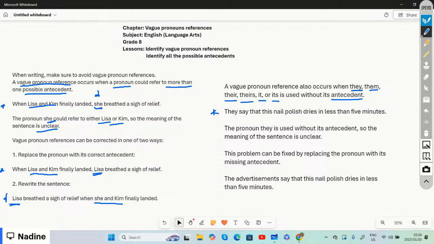It is basically unclear because now the question is, who says that nail polish dries in less than 5 minutes? Is it the manufacturing companies? Is it the retail stores? Is it somebody else? Is it your mom? Is it your friend that says that nail polish dries in less than 5 minutes? Which means that the sentence does not have an antecedent. So, the sentence is basically unclear.